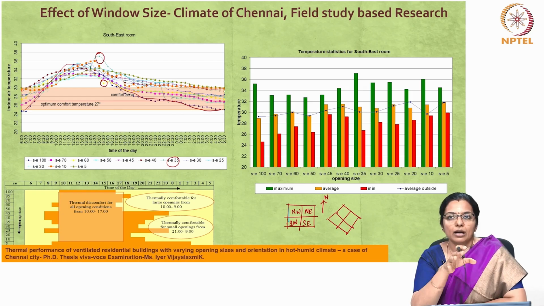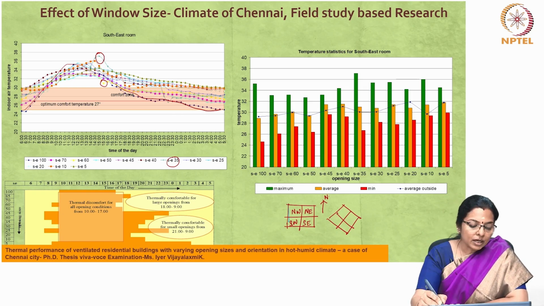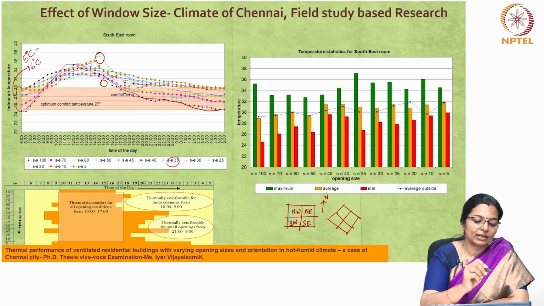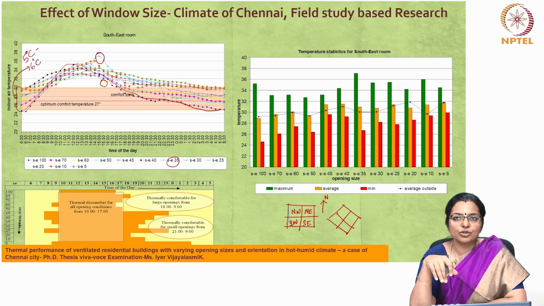So even just because of change of opening sizes, we can get a temperature difference of about 5 degrees to 6 degrees centigrade. So the indoor average temperature is almost equal to the outdoor average temperature when opening sizes are large.